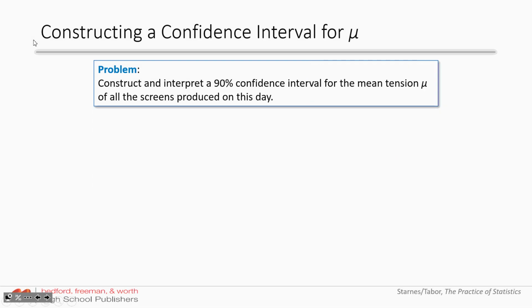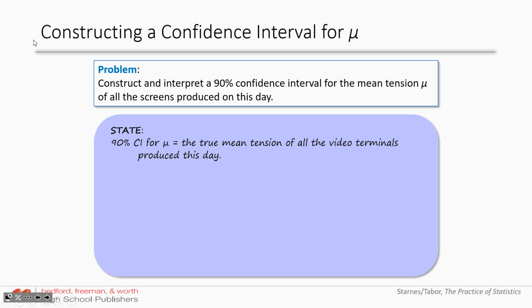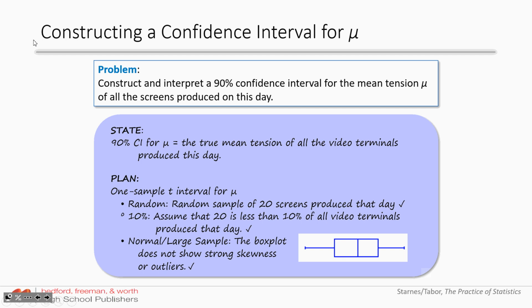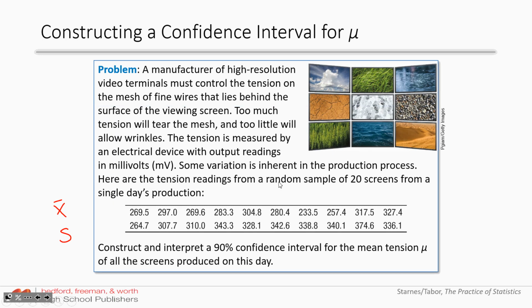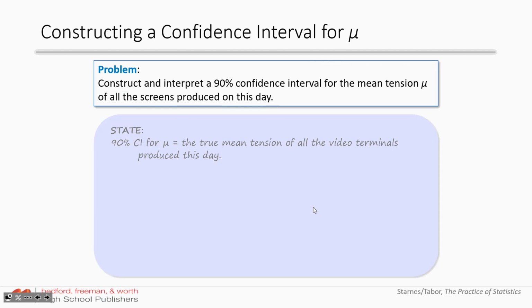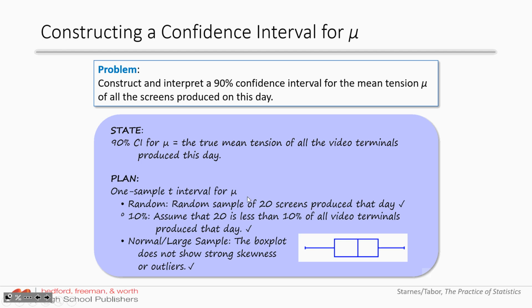Okay. So construct and interpret a 90% confidence interval. We want to define our parameter of interest. It's the population mean, mu, tension of all the video terminals produced on this day. We need conditions. We're going to do a one sample t interval for mu. If you think back, they told us it was a random sample of 20 screens, and we're going to assume that 20 screens is less than 10% of all the video terminals produced that day.